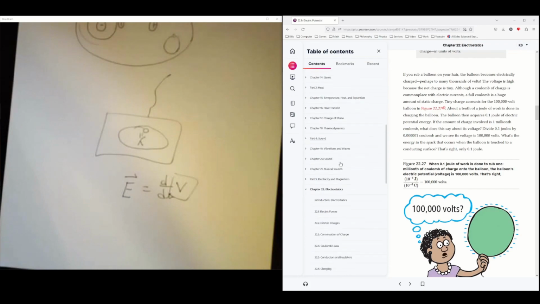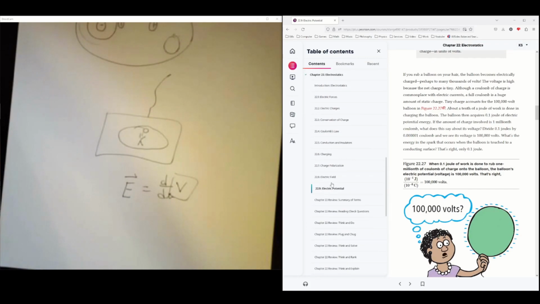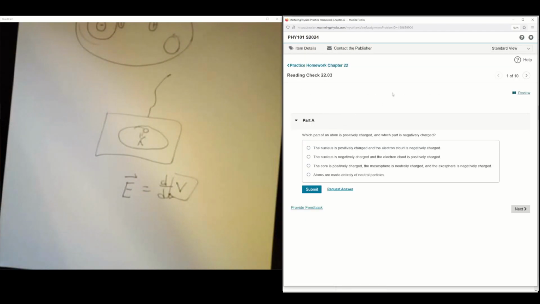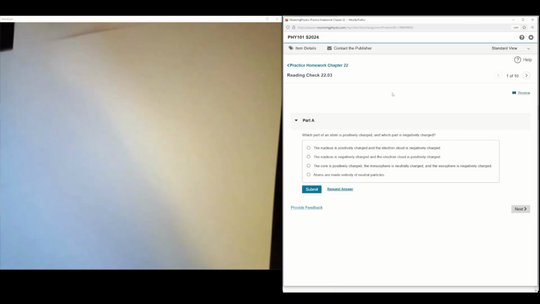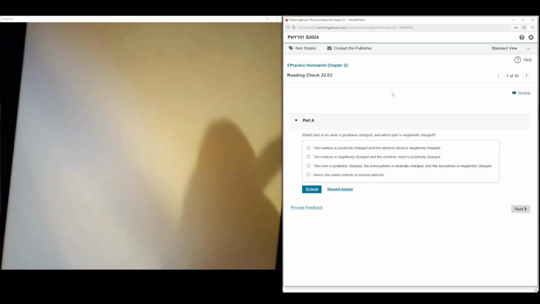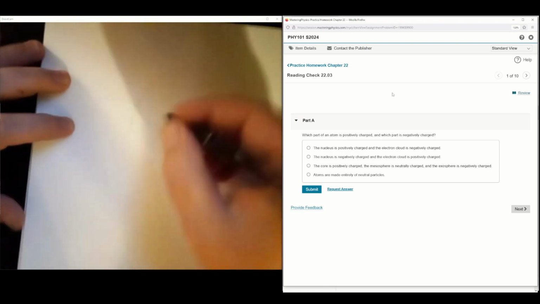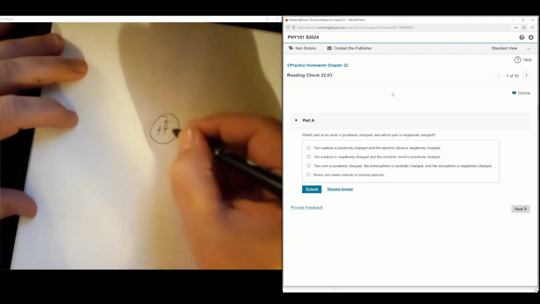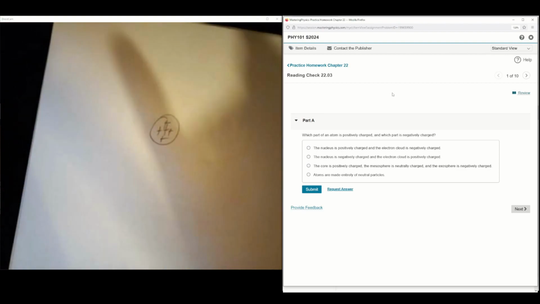And I think that was the last one, so we'll check out the homework. All right, so let's check out what number one's got to say. Which part of an atom is positively charged and which part is negative? Well, the center of the atom is where the positive charge is located, the nucleus.